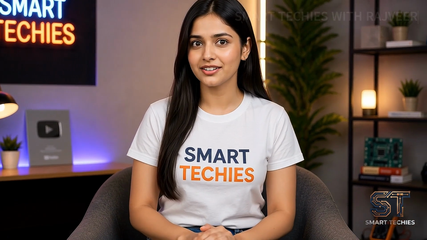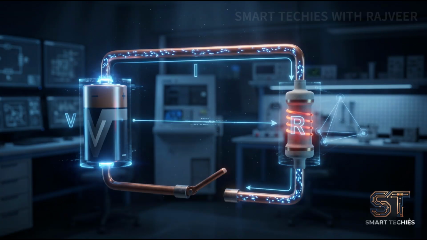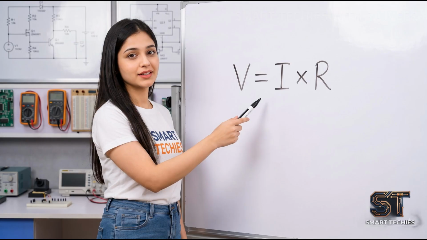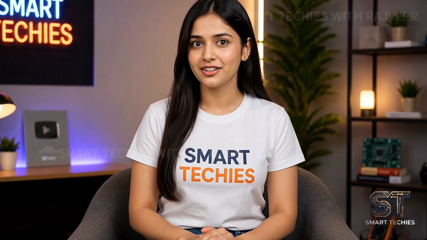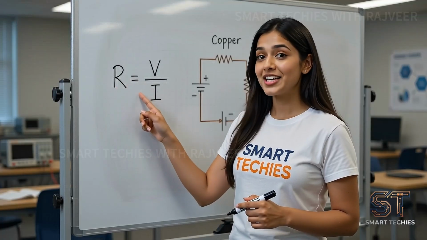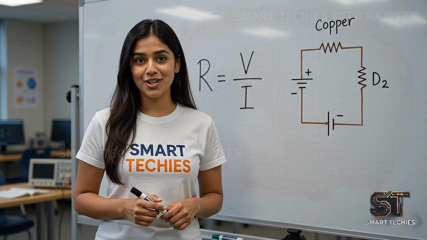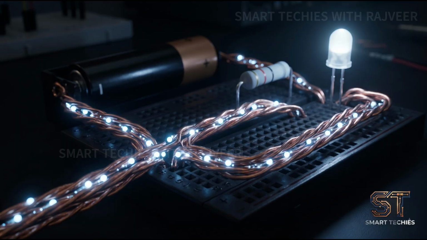Now let's learn one of the most important equations in basic electronics, Ohm's law. It tells us the relationship between voltage, current and resistance. The formula is V equals I multiplied by R, or V is equal to I times R. Here, V means voltage, I means current, and R means resistance. We can also rearrange the formula. Resistance equals voltage divided by current, and current equals voltage divided by resistance. This simple equation is used again and again when designing and analyzing electronic circuits.